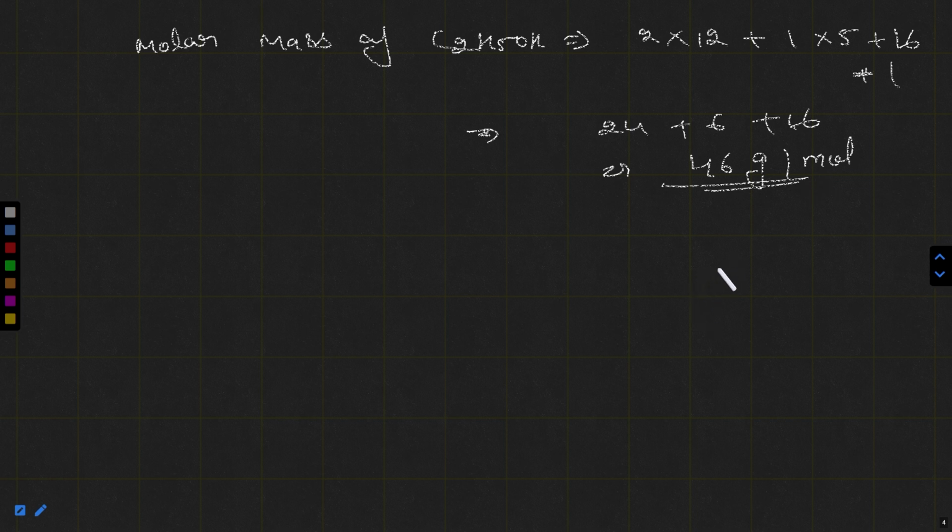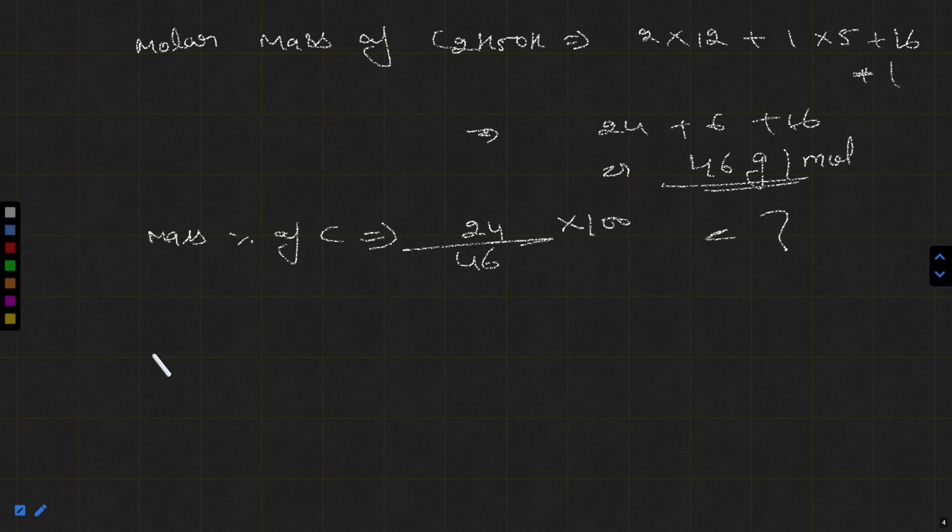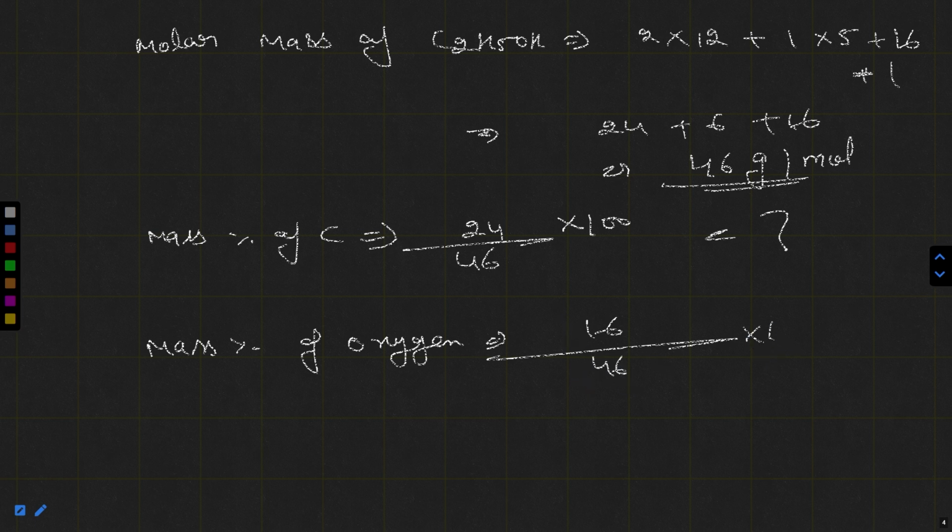And now you have to calculate the mass percentage of carbon. So if you are calculating the mass percentage of carbon, how many carbons are there? 2. So 24 divided by 46 multiply with 100. You will get your answer. If you are calculating the mass percentage of oxygen, 16 divided by 46 multiply with 100.